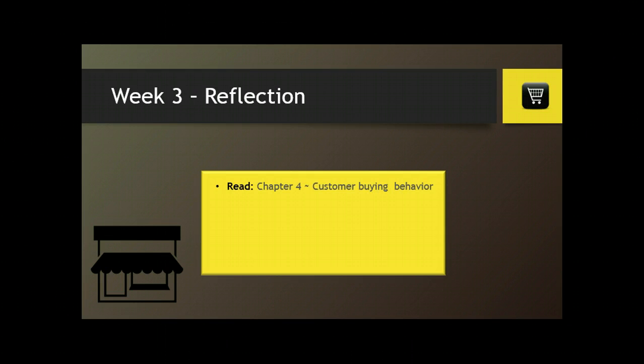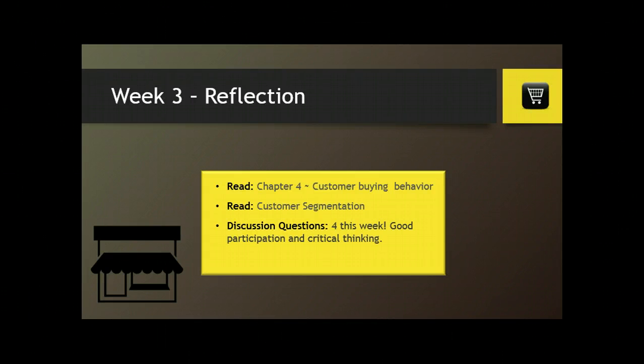So, reflection on week 3. This week we only had one chapter to read in the book, and that was on customer buying behavior. That is definitely not simple, pretty complex, and we'll talk a little bit about that in a second. There was also an article to read, Customer Segmentation, and we had some discussion questions. There were 4 discussion questions this week, and you did an excellent job. Good job, critical thinking.